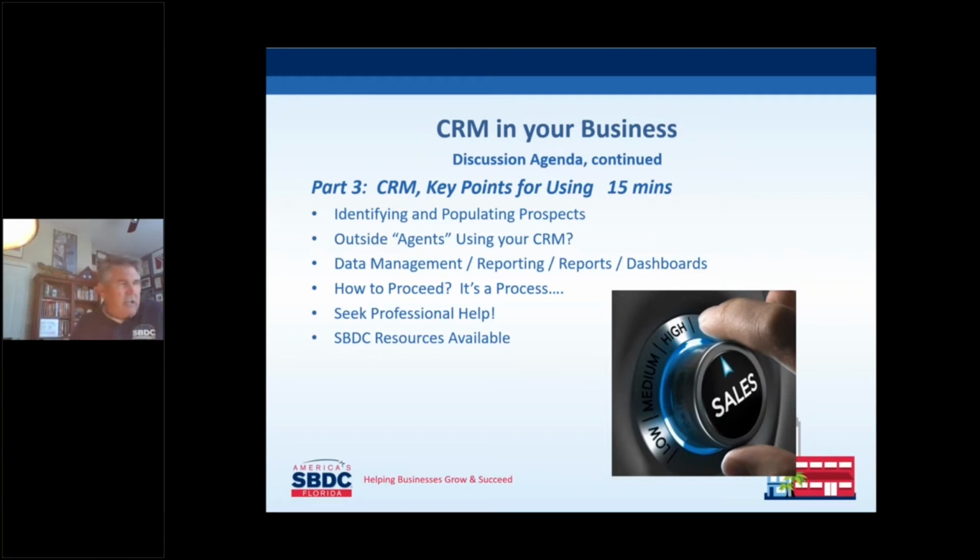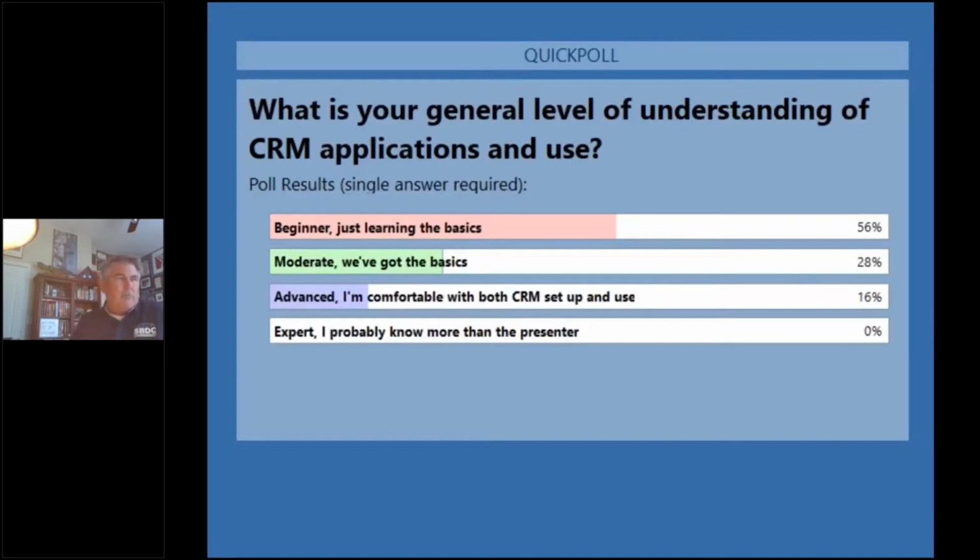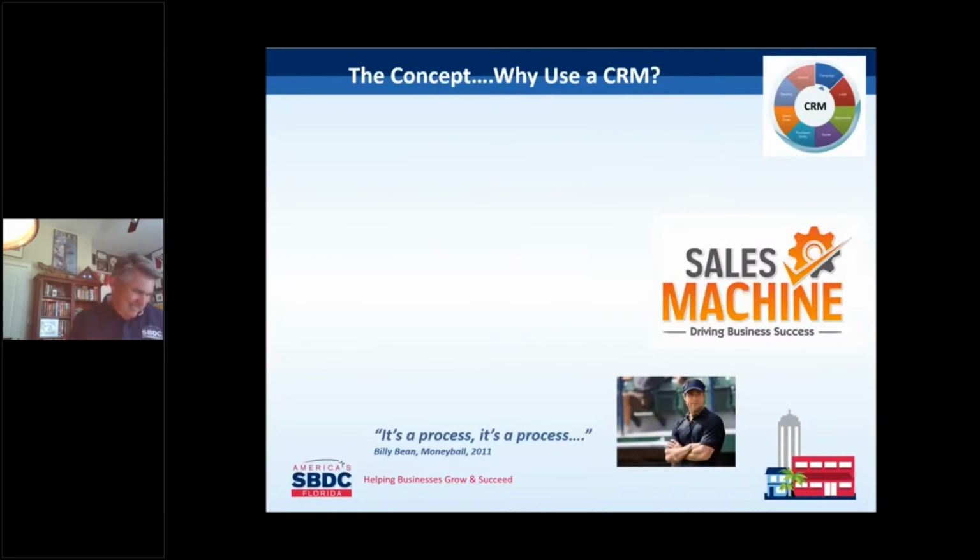Christopher, why don't you give us the results of the first poll? Yes, so the results to the poll: 56% voted beginner, 28% voted moderate, 16% voted advanced, and 0% experts. And what was the last one? 0% for experts. Okay. So it's more of an entry level group.